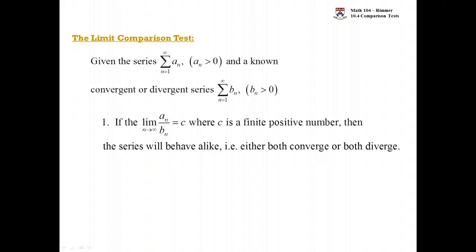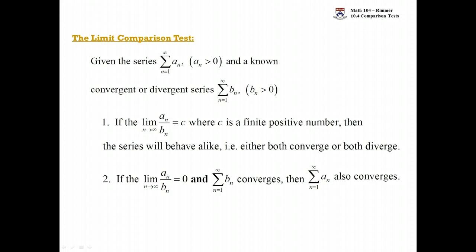But what's nice about the limit comparison test is that it says even more. It says that when the limit of a sub n over b sub n is 0, and at the same time your series converges, then you conclude that the given series will also converge. So it allows for the limit to be equal to 0 if you pair that up with the fact that the summation of b sub n also converges.